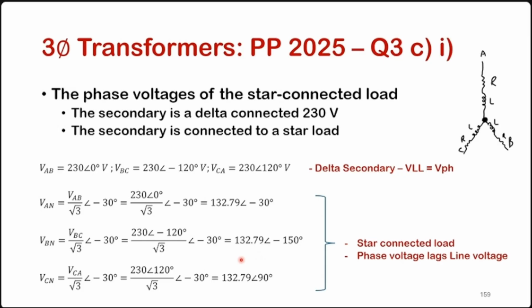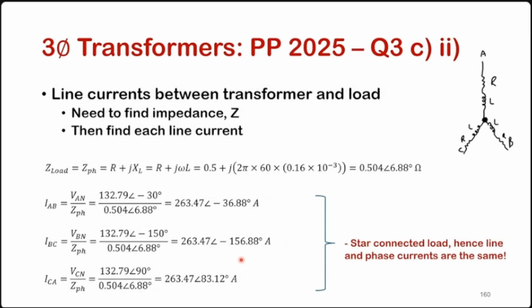Alright, cool. So now we have to find the line current between the transformer and the load. So basically, the currents are going to be flowing through the lines between the transformer and the load. Because this is per phase, you're going to have a current flowing through the load in one phase, flowing through the load in the next phase, and so on, right?